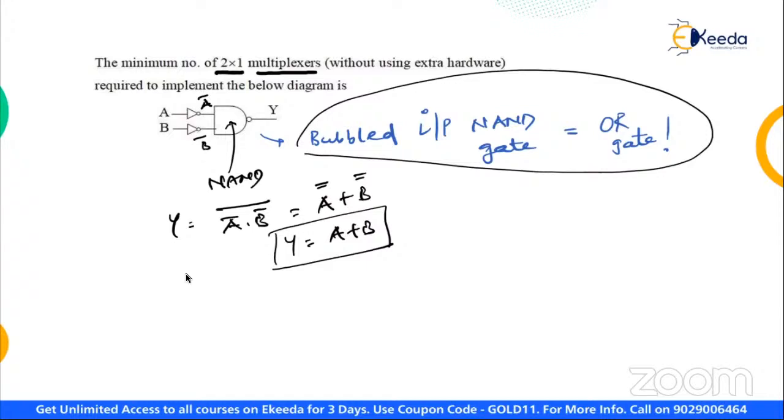If you don't know how to implement it using a multiplexer, please let me know here so that I'll explain to you guys. Let me know if you do not know how to implement any logic gate by using a 2:1 multiplexer. Please let me know here.